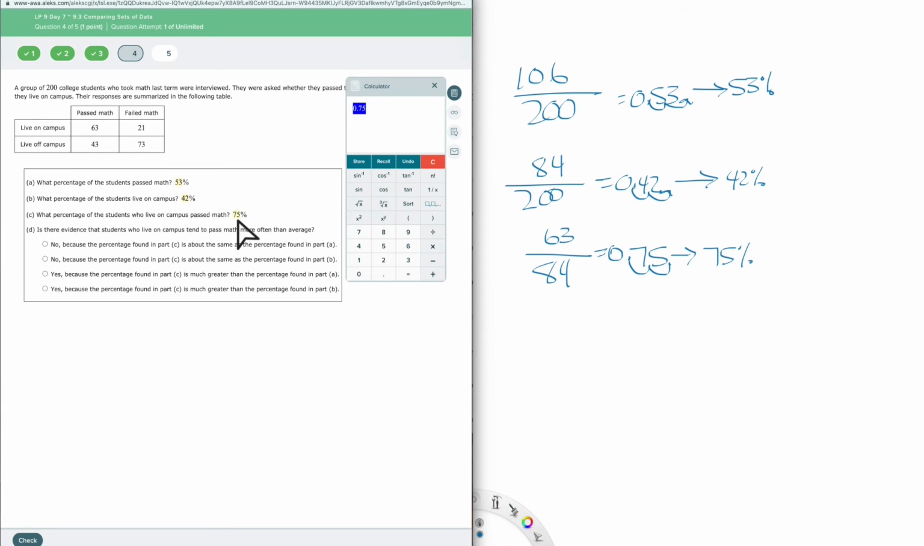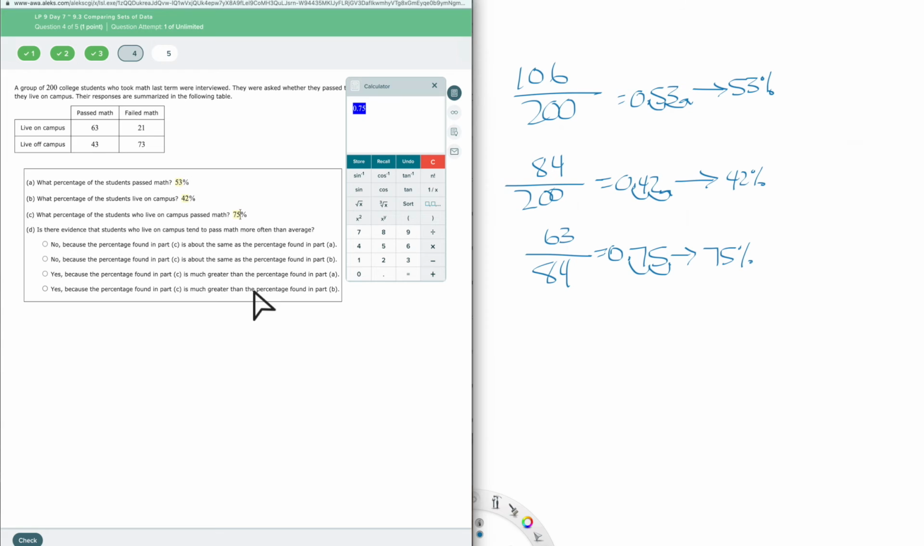So I think if the percentage of students that pass math is 53 and the percentage of students that live on campus is 42, and 75% of those students that live on campus have passed math. So that's not the same. That's definitely higher. No, because the percentage found in part C is about the same as the percent found in part B. Nope, definitely not the same. Those are very different. Yes, because the percentage found in part C is much greater than the percent found in part A. Or yes, because the percentage found in part C is much greater than the percent found in part B. So it's much greater than both.